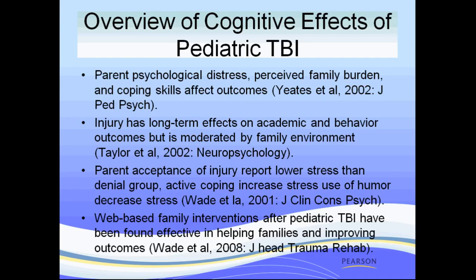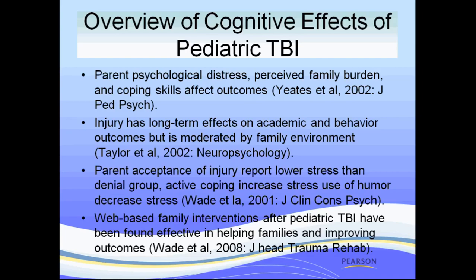Parent psychological distress and perceived family burden and their coping skills have a big impact on long-term outcomes. And Keith Yates is another person who's done a lot of really good work in this area. If you look up any of his research, again, a lot of longitudinal studies, a lot of prospective studies, those kinds of things. Injury will have a long-term effect on the child's academic and their behavior, but it's moderated by the family environment.